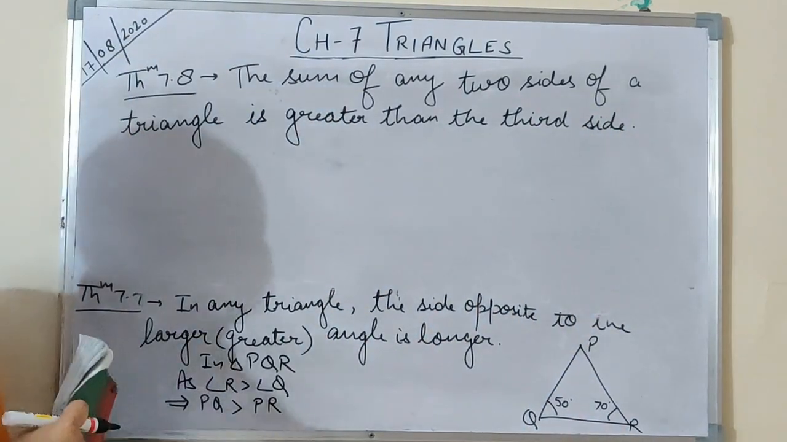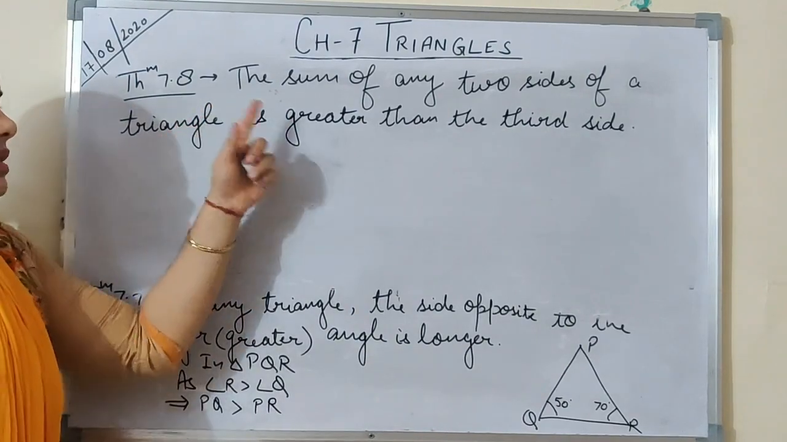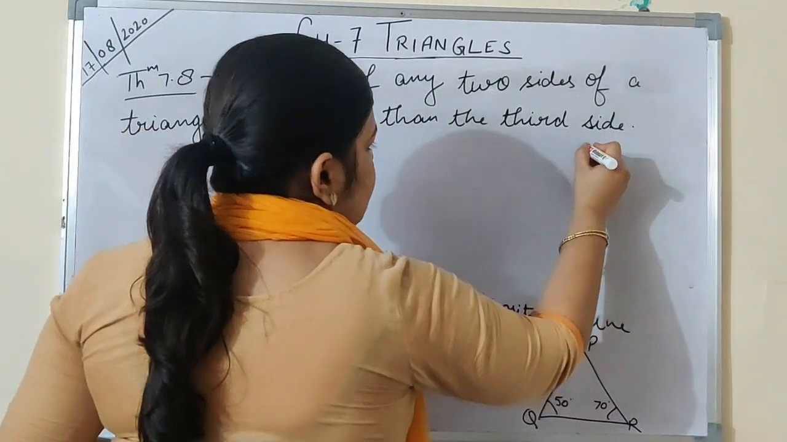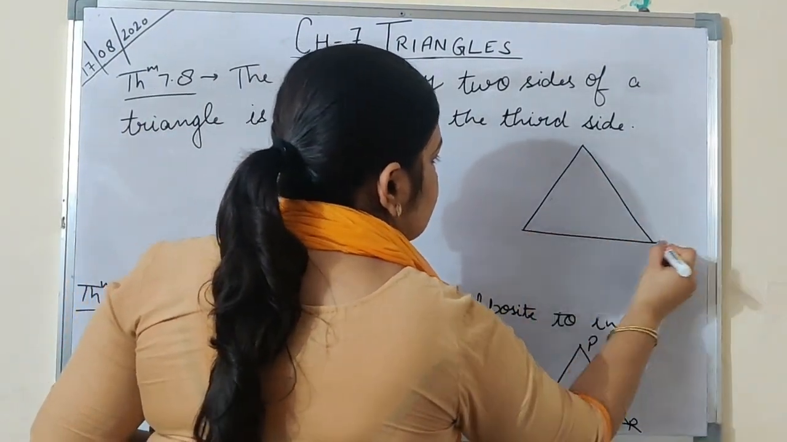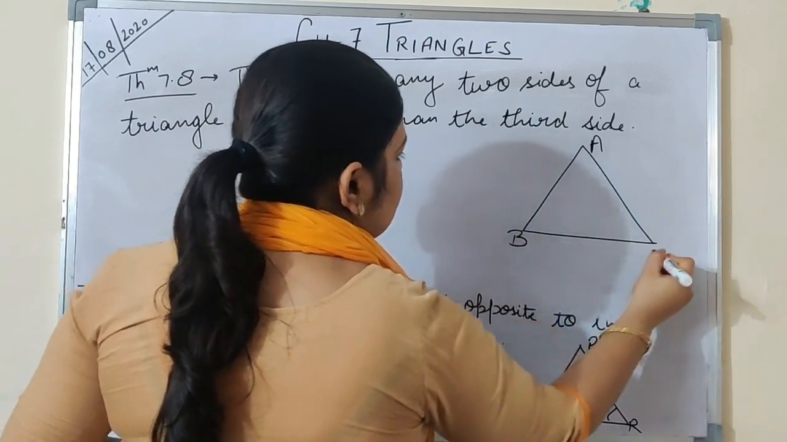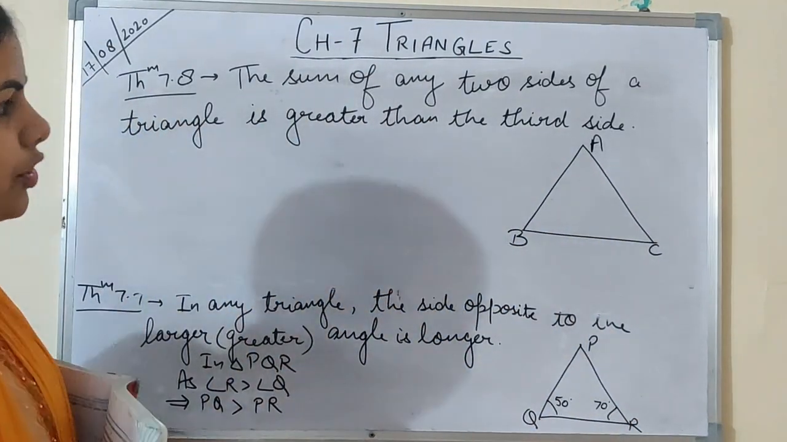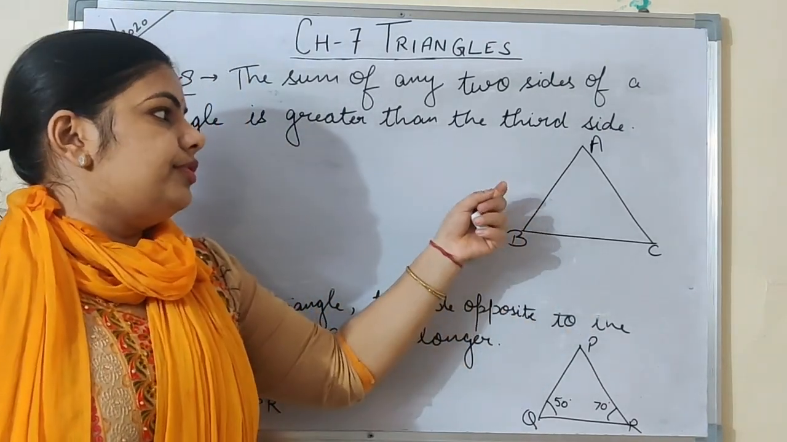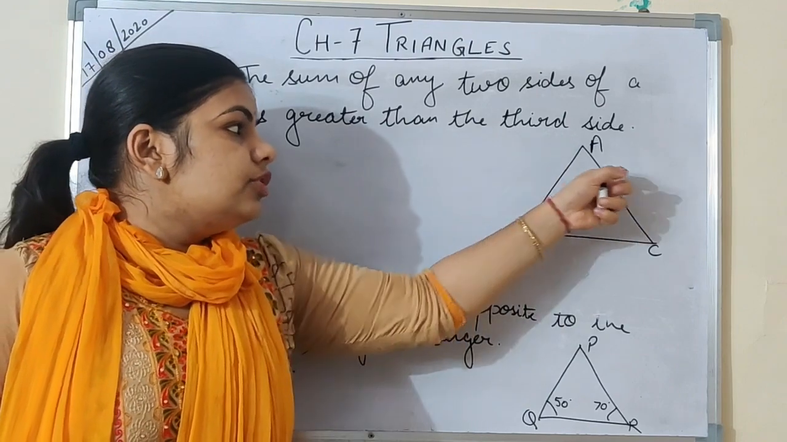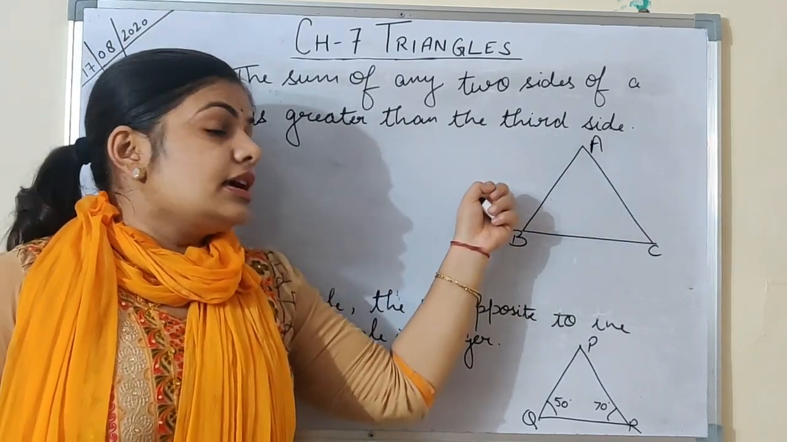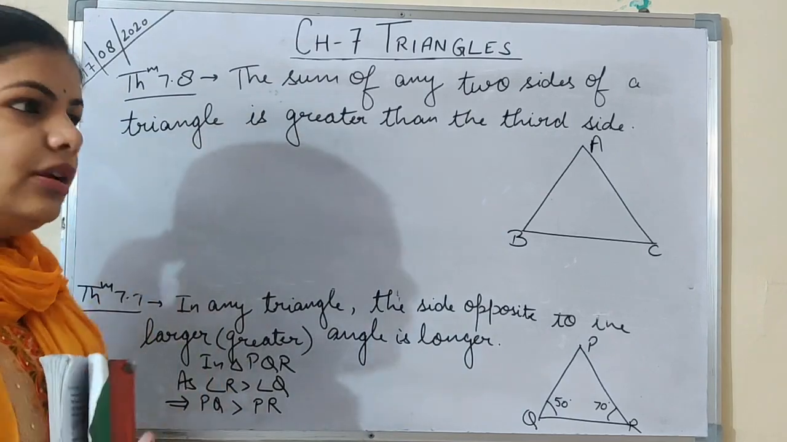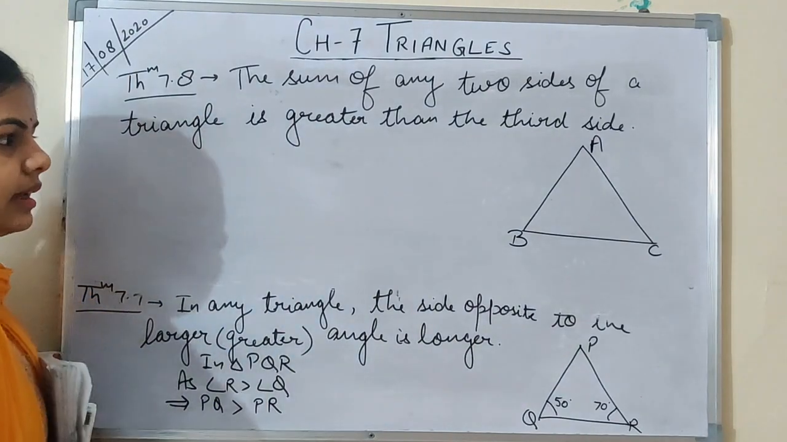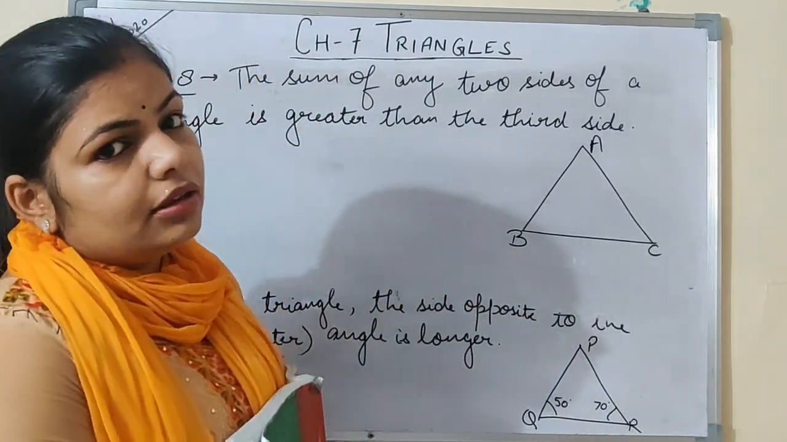Now you can see here that the theorem says that the sum of any two sides of a triangle is greater than the third side. That means we can draw a triangle only if the sum of two of its sides is greater than the third side. Then only it is possible to draw a triangle. If it is not there, then a triangle cannot be formed.